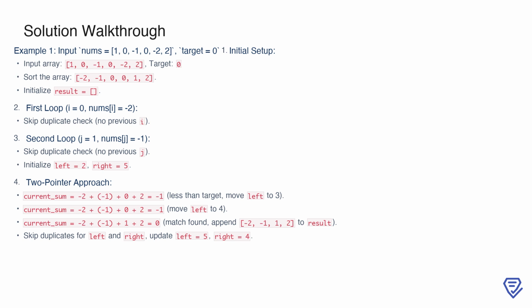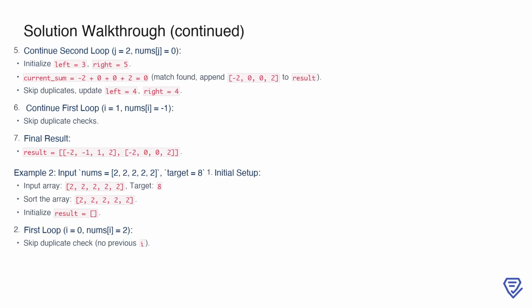Using these pointers, we calculate the sum of the four values. Initially, the current_sum is -2 plus -1 plus 0 plus 2 equals -1, which is less than the target. To increase the sum, we move the left pointer to 3. The sum is still -1, so we move left again to 4. Finally, the current_sum becomes -2 plus -1 plus 1 plus 2 equals 0, which matches the target. We append this quadruplet, -2, -1, 1, 2, to our result and skip any duplicates before updating left to 5 and right to 4, which ends this iteration of the two-pointer approach.